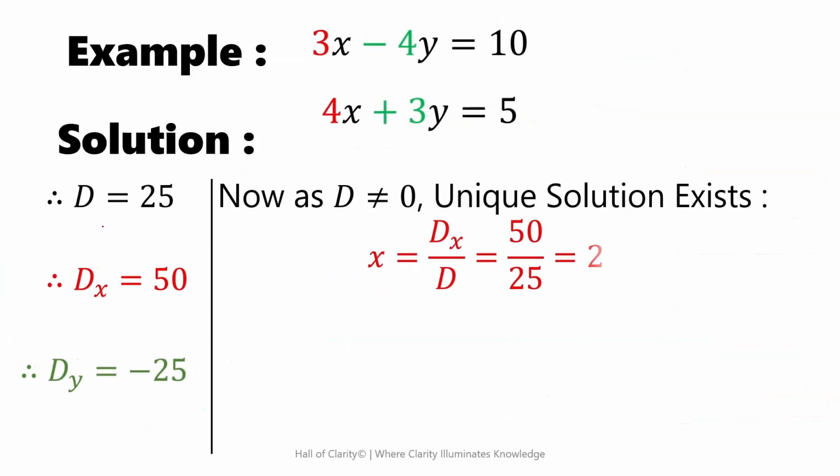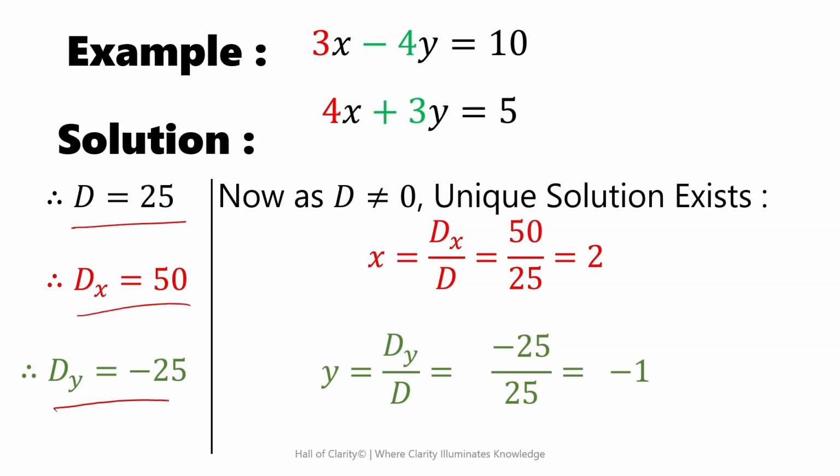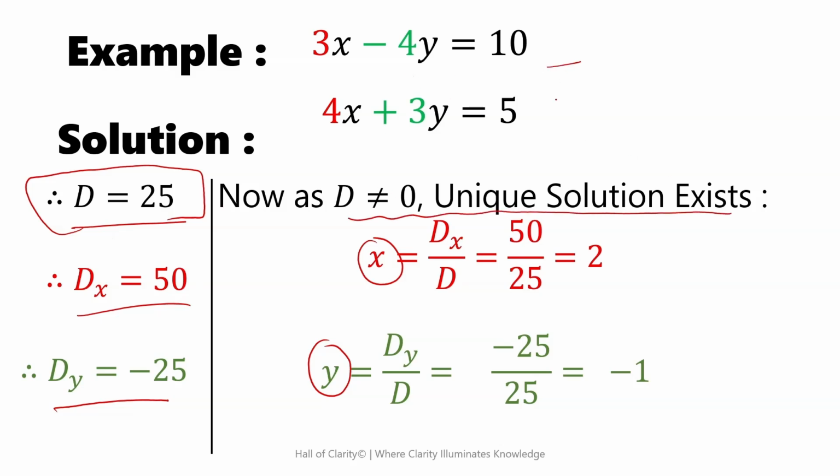Now once we get the values of D, Dx and Dy, we find the values of x and y. Also here you can see that the value of determinant D is not equal to 0. Therefore, a unique solution of these two simultaneous equations with two variables exists. Therefore, we will find it. So x is equal to Dx upon D. After substituting the values of Dx and D, we get 50 upon 25. So 25 twos are 50.